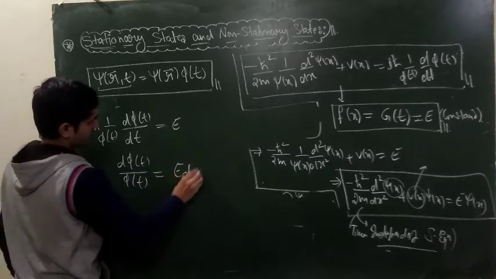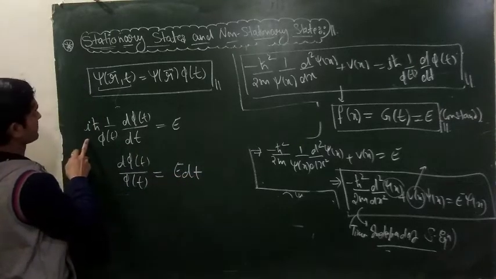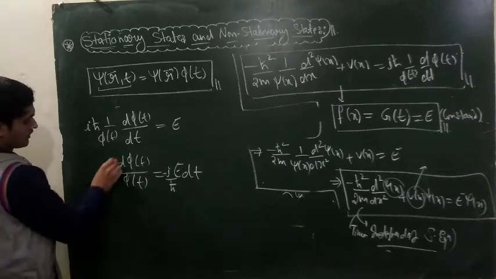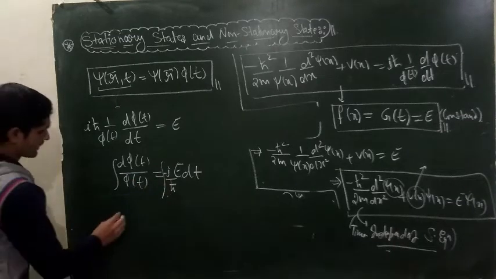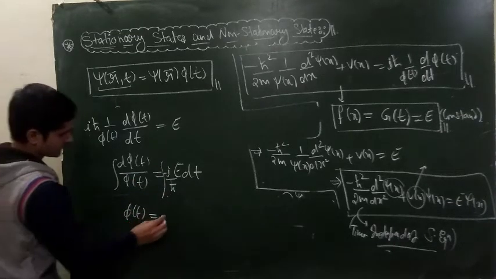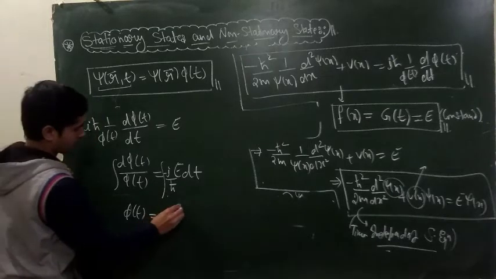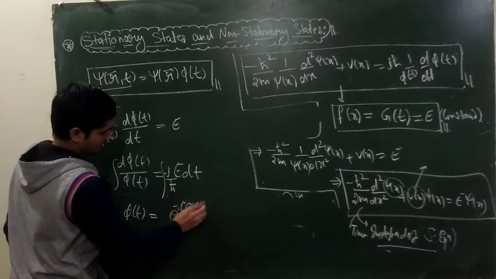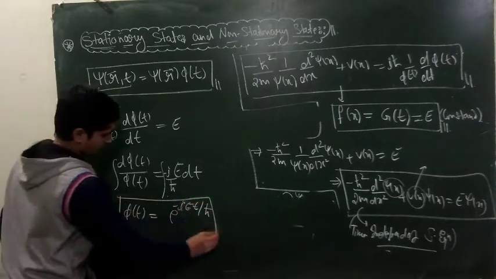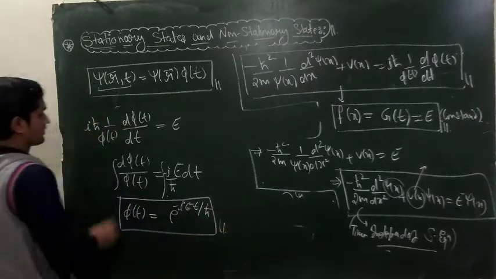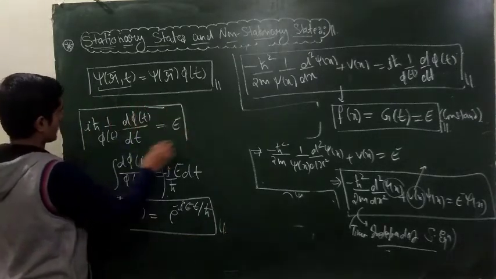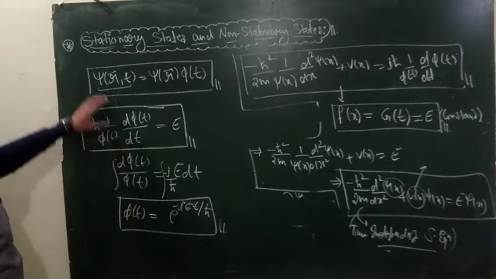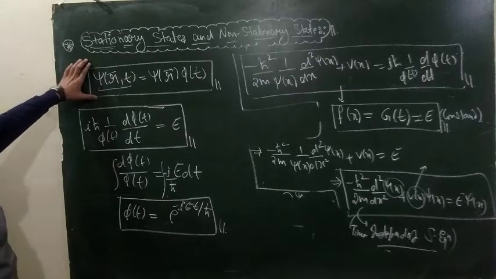So it will be minus i over h bar, and you can just integrate these two sides and you will get phi of t as some constant, which I'm not writing here, times e to the power minus i E t over h bar. So this will be the solution of this equation, right? All these things are the consequence of this particular state, which is the stationary state.